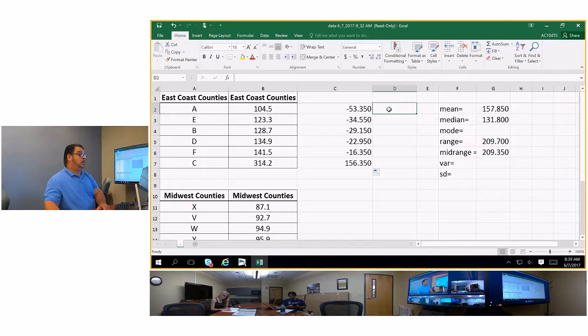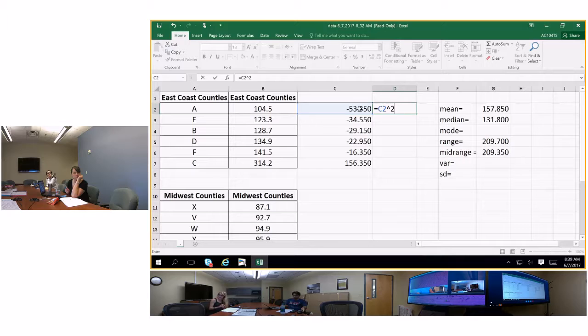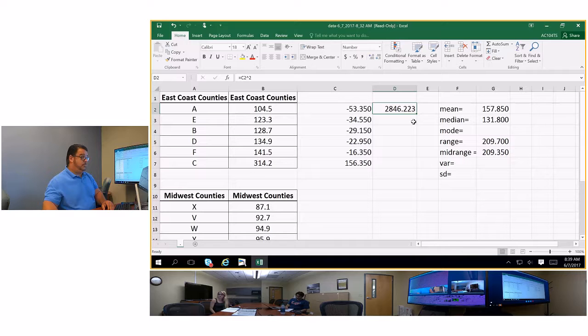Range one more time. Add the top and the bottom and divide by two. Add the minimum and the maximum and divide by two. Take the average of the minimum and maximum. That's the mid range? Mm-hmm.